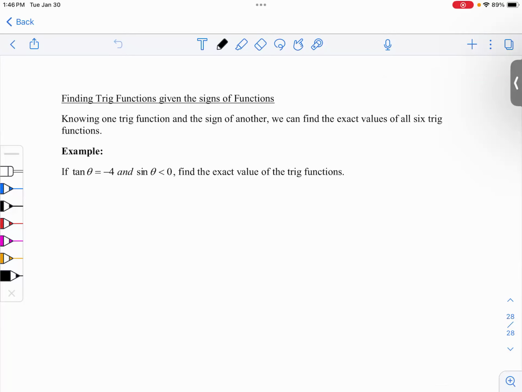Okay, so furthermore, trig is always this little math puzzle of how little info can we get and find everything else. So if we're told tangent of theta equals -4 and sine is negative, I want to find the exact value of the trigonometric functions.